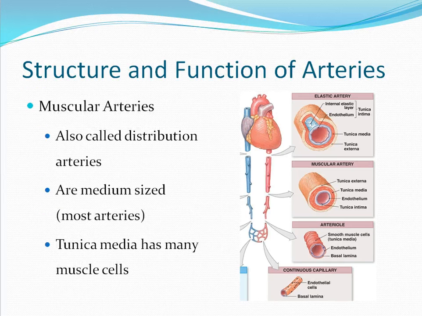Muscular arteries are known as the distribution arteries. These are the medium-sized vessels in the body. Their tunica media has many more muscle cells compared to elastic fibers. Muscular arteries consist of most of the major arteries in the body.